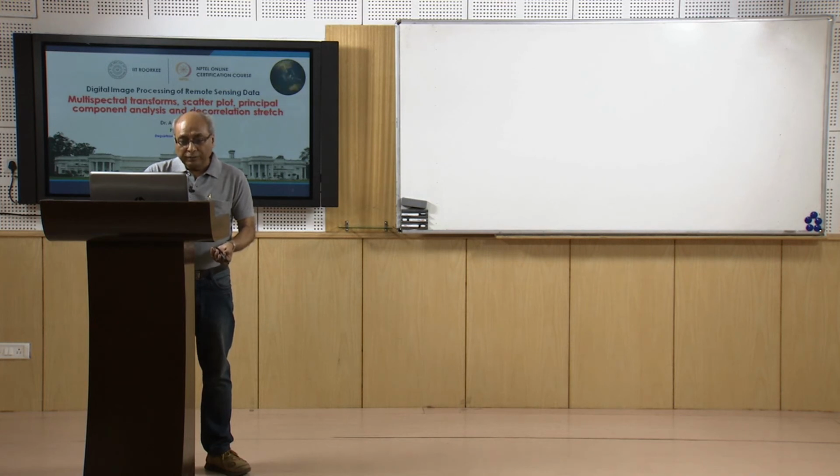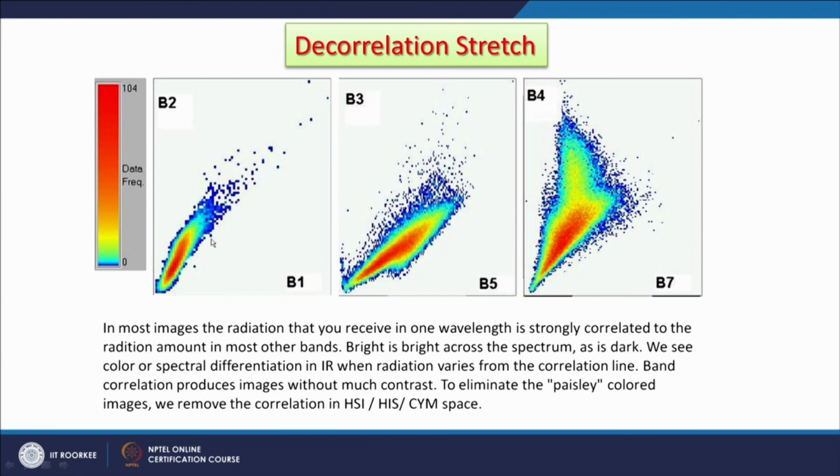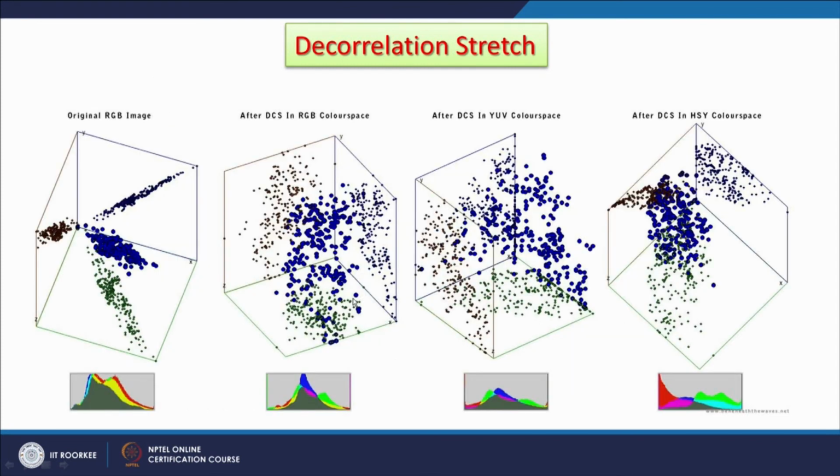So band 1 and band 2 are highly correlated, whereas band 4 and band 7 are less correlated. In this situation, if we plot and see this cube here, this is the original RGB, and this is how the pixel values are distributed. When we go for decorrelation stretch, DCS, in RGB color space, the pixels occupy a very large area or space within that color cube, which we have been discussing also.